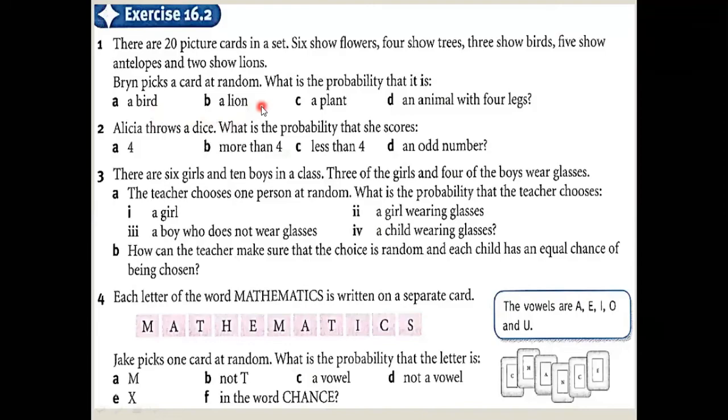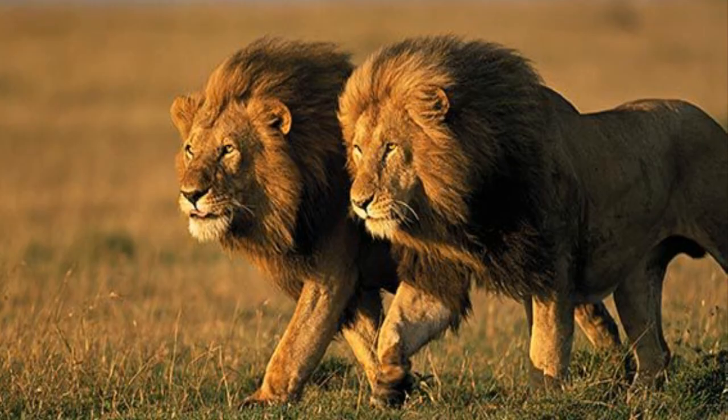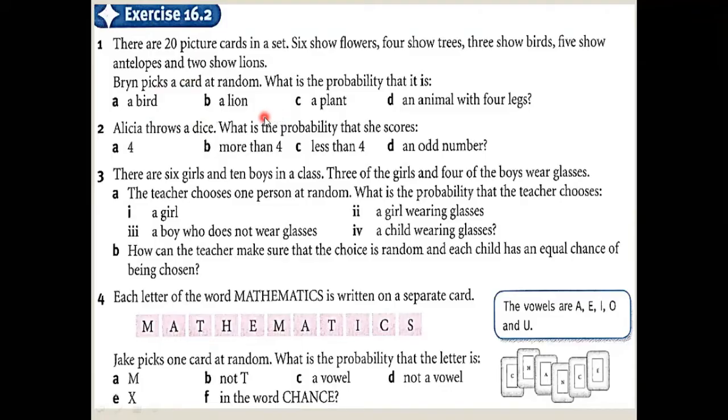A line, how many lines are here? So we are just finding there are 2 lines. So we say 2 by 20, that is equal to 1 by 10. A plant, how many plants are here? So we are just finding how many plants, flowers and trees. So I think we are just combining these two. So 6 and 4, 10. So 10 by 20, that is 1 by 2.